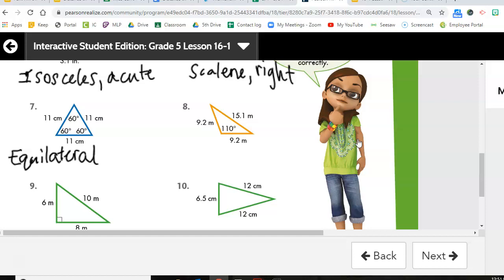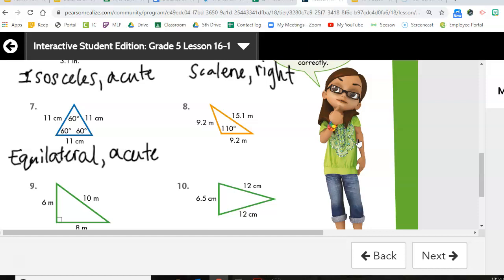Now, in this case, my angles are all the same too. I don't have any that are 90 degrees, and the 60s are not bigger than 90 either, which means they will all be acute. Okay, all 3 angles are acute angles, so it's an acute triangle.